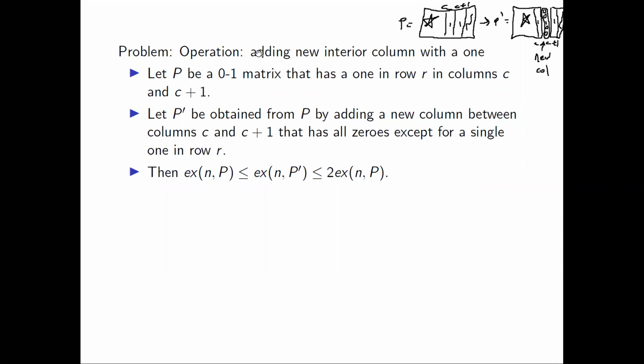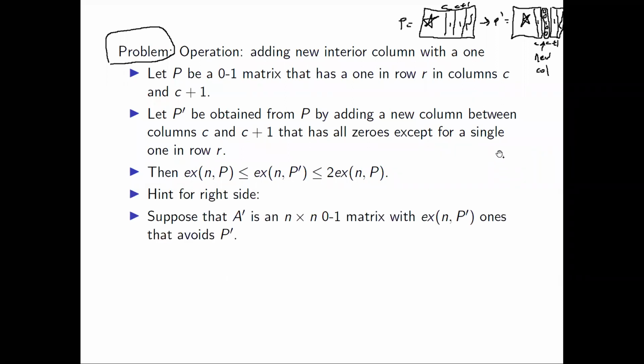The left side, since this is a problem for you to think about, I'll leave to you. I think you can get that left side. For the right side, let me give you a hint, kind of similar to the construction that we did on the last slide. It's different, but in a way it's analogous. So here's the hint. Suppose that we have an n by n 0, 1 matrix with EX of n, P prime ones, and it avoids P prime. So I'm just going to draw a matrix here, and we're going to look at an example of the operation I'm about to define.